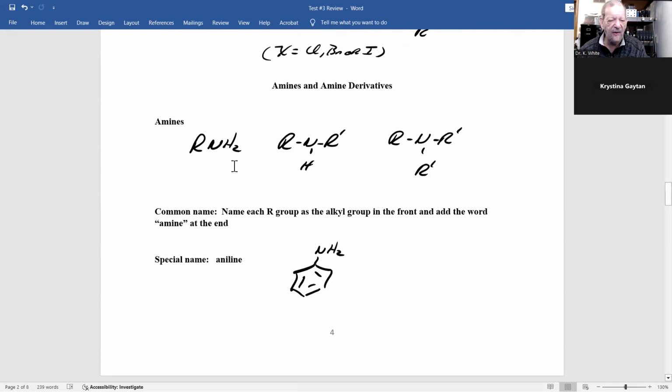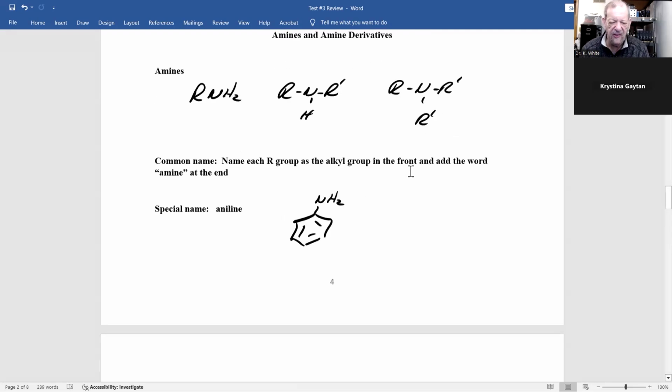All right, amines are where you take ammonia, NH3, and replace the hydrogens with R groups. Primary amine, which I'll not ask on a test, secondary, tertiary amine. How do you name that? Well, I didn't give you the IUPAC because nobody really uses it. Most people, if you work in this industry, use the common names. Name each R group as the alkyl group it is in the front, and then add the word amine.